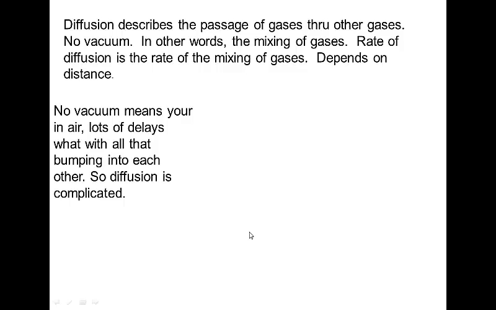No vacuum means you're in air. Lots of delays because you're bumping into all those other air particles. There are 9 different gases in air, so your little perfume molecules have to make their way through all these molecules of gases. It's kind of like going through a maze. What's easier to go through, a straight line or a maze of twists and turns? Your perfume molecules will have to make their way through a huge maze of other gas molecules. So the diffusion is a little more complicated. Diffusion is a little slower because of all the obstacles.